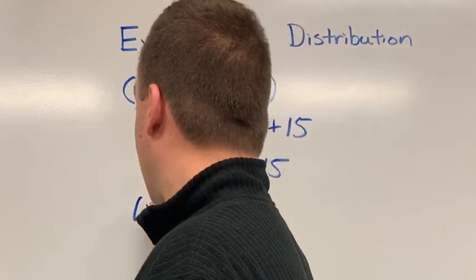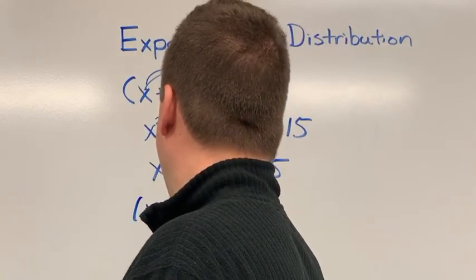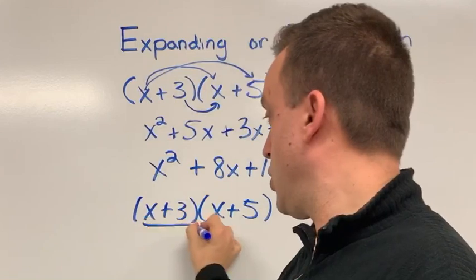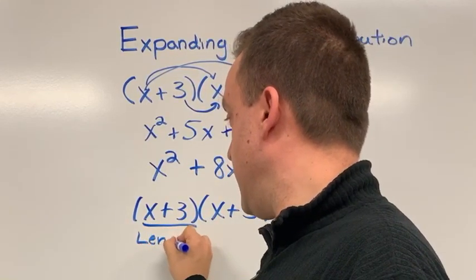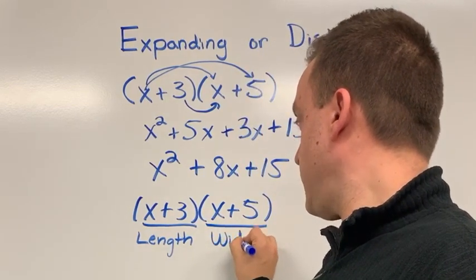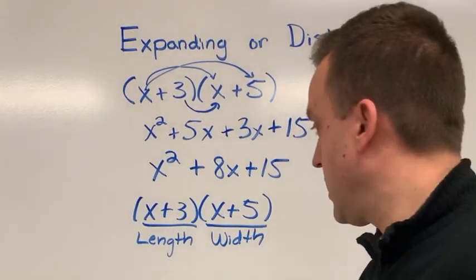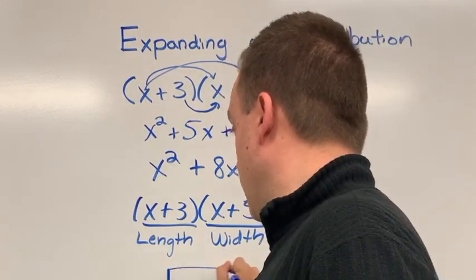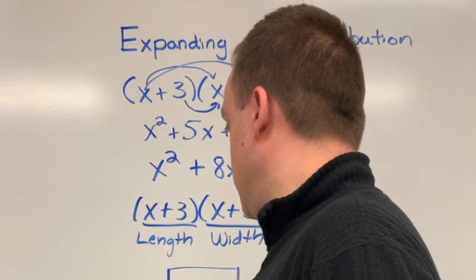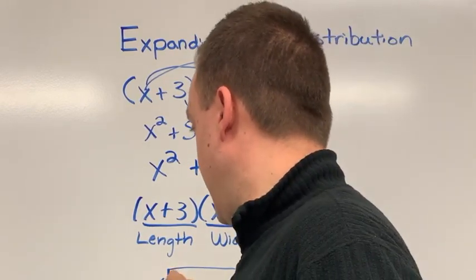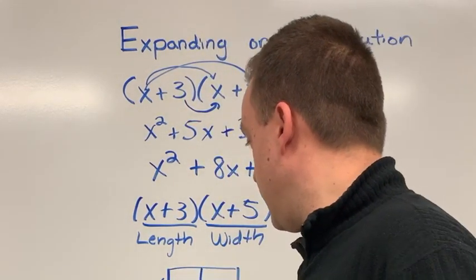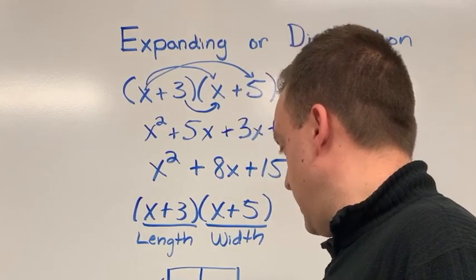So if I again start with x plus 3 and x plus 5, we can make a rectangle where this is the length of the rectangle and this is the width of the rectangle. So in drawing our rectangle, we have 2 terms for the length. So we split that in half and call that x and 3. And then we have 2 terms for the width. So again, we do x and 5.